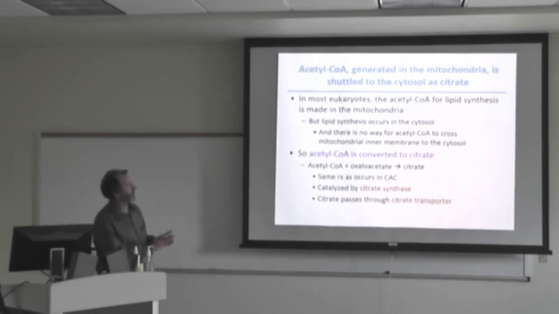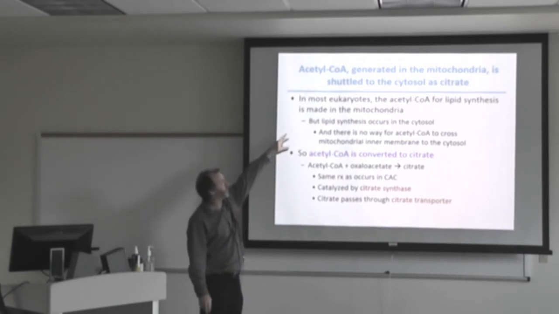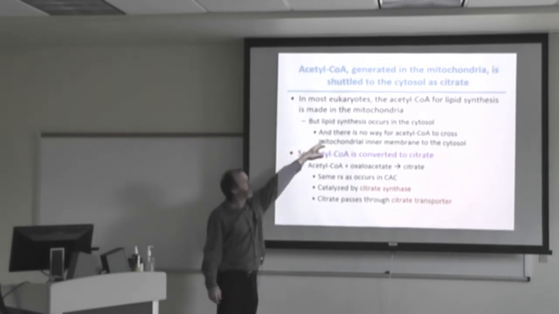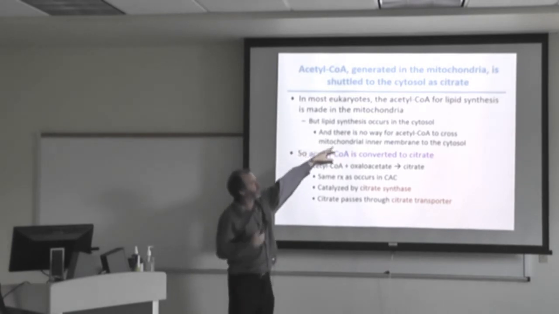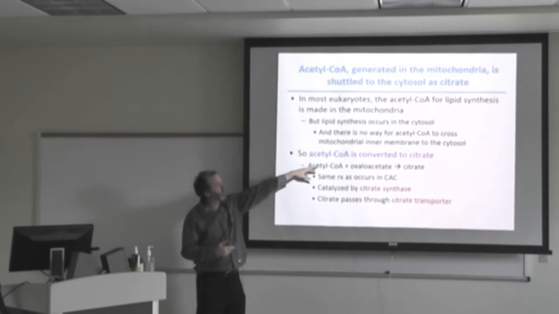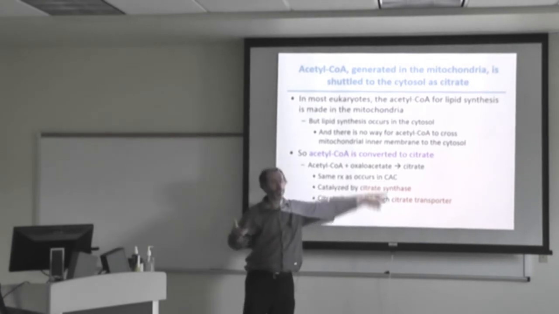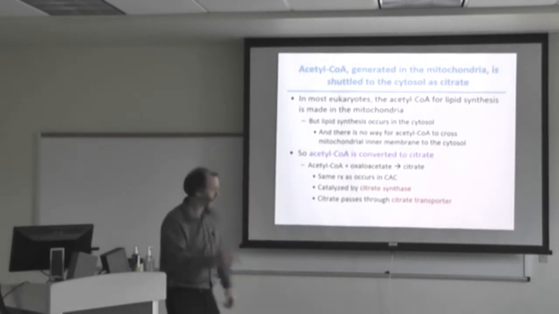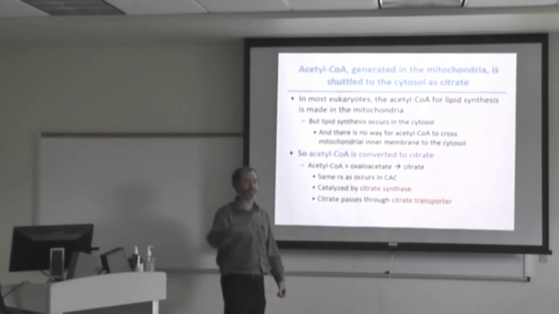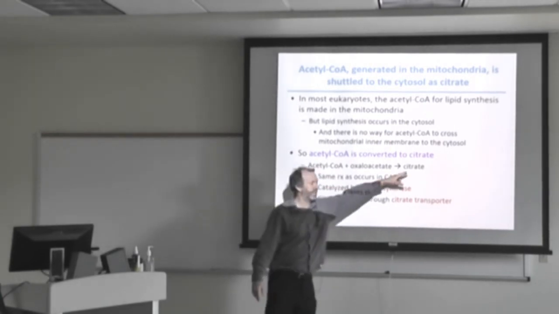Acetyl-CoA is generated in the mitochondria and shuttled to the cytosol as citrate. In most eukaryotes, acetyl-CoA for lipid synthesis is made in the mitochondria, but the lipid synthesis occurs in the cytosol. There's no way for acetyl-CoA to cross that mitochondrial inner membrane to the cytosol, so the acetyl-CoA is converted to citrate. Do you guys remember how that works? Acetyl-CoA plus oxaloacetate forms citrate. Same reaction as in the citric acid cycle, the TCA cycle. So it's that first step in the TCA cycle. We condense acetyl-CoA with oxaloacetate, which produces citrate.